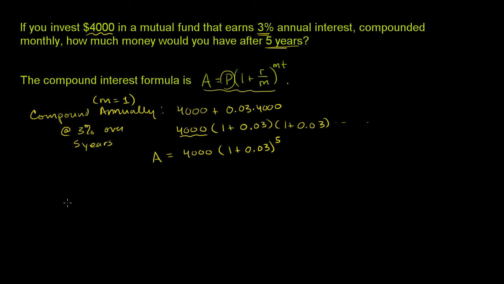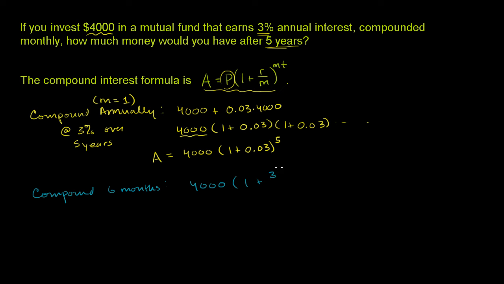Let's think about what happens if we compound every 6 months, because I really want you to get the intuition for this formula. Compound every 6 months, or you could say twice a year. So you start off with $4,000. After one 6-month period, how much are you going to have? Well, every 6 months, you're going to compound half of 3%. Since we're compounding twice a year, each period you get half of the annual interest rate.